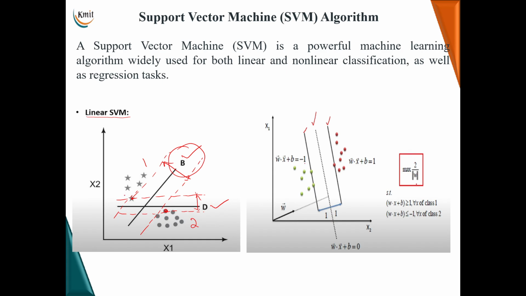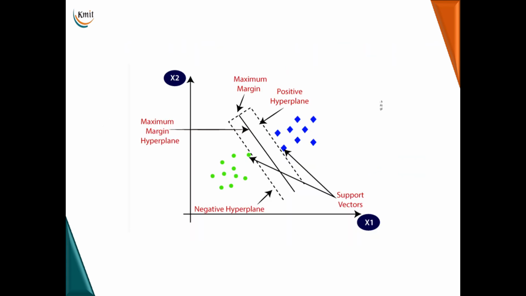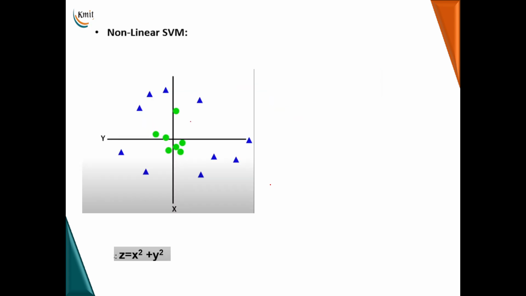And the condition you look at here is the maximum of 2 by the norm of W. If Wx plus b is greater than or equal to 1, it belongs to class 1, and if it is less than or equal to -1, it belongs to class 2. So on one side of this hyperplane you have Wx plus b equal to minus 1, and here you have Wx plus b equal to plus 1. These are the different parameters. The data points which are very close to the hyperplane are called support vectors, and the hyperplane is called the maximum margin hyperplane, because the distance you have calculated for this hyperplane is maximum.